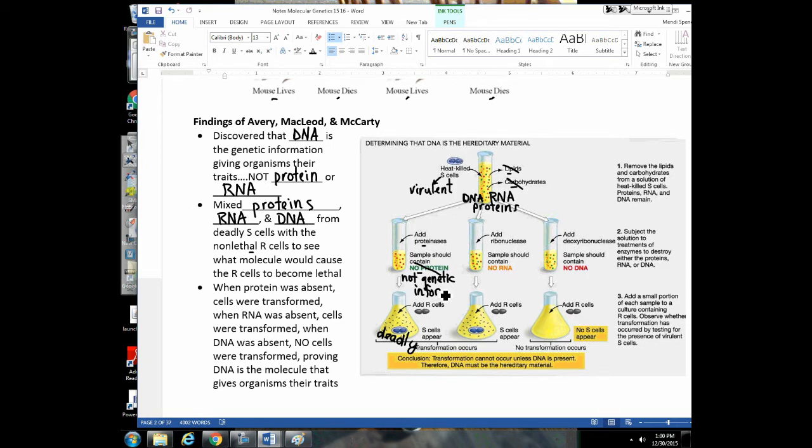So in this other sample, they put an enzyme in there, and that enzyme basically chopped up the RNA. So the sample does not have any RNA. So whenever they put these R cells, again, these R cells were non-lethal, into this mixture, they became deadly. So since this sample did not contain RNA, then it could not be the RNA that was causing them to become deadly. So again, RNA is not the genetic information.